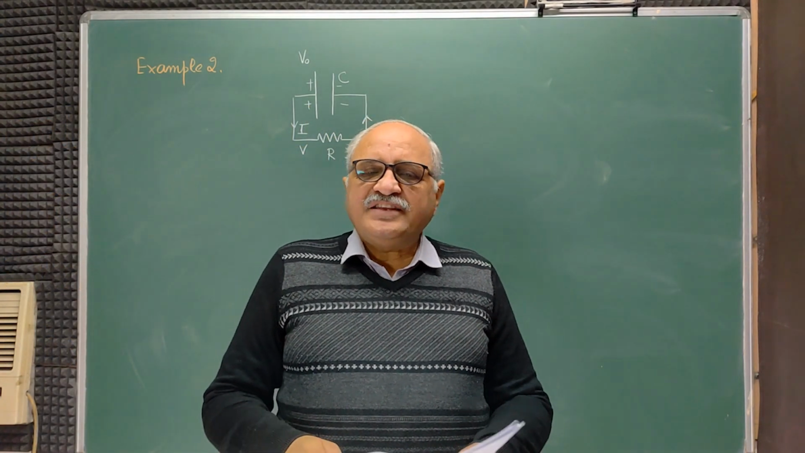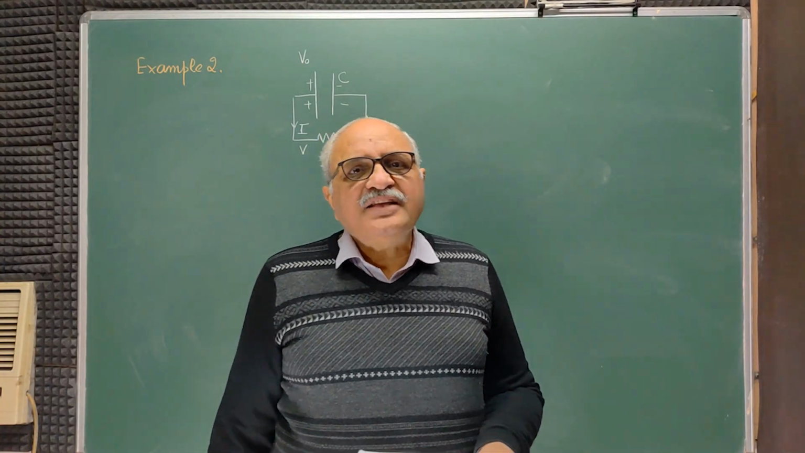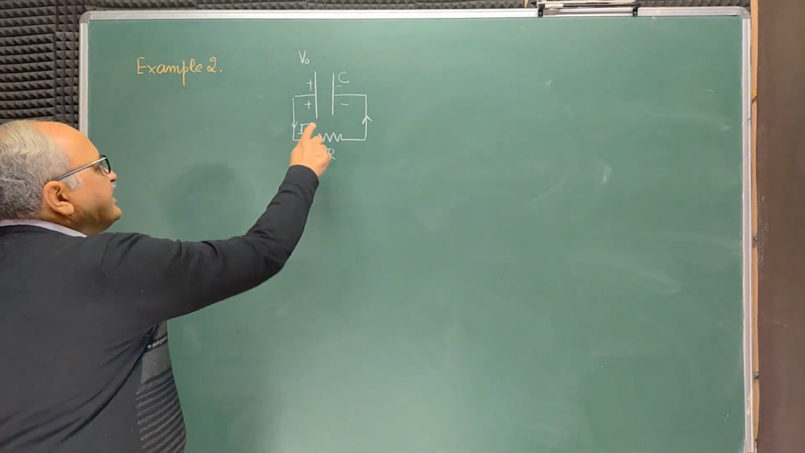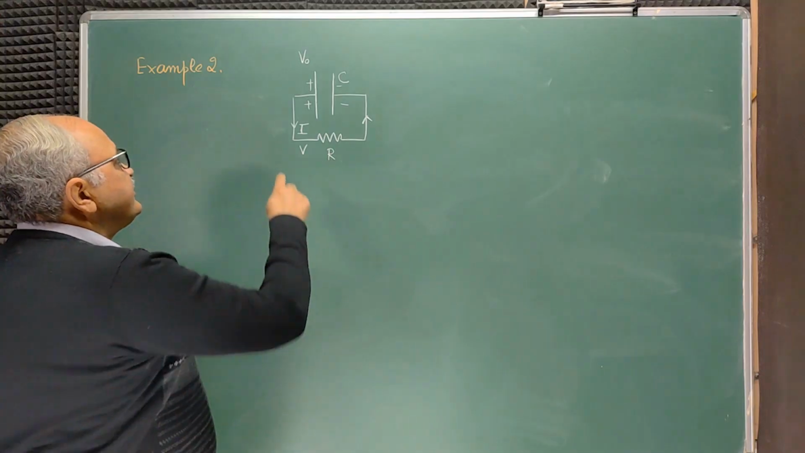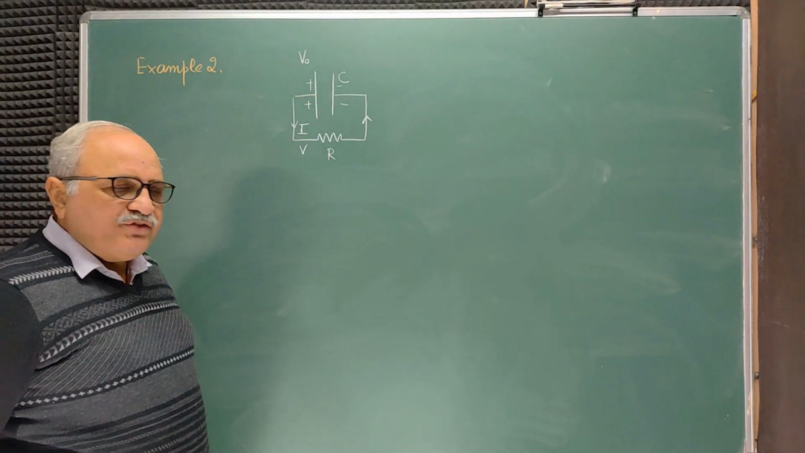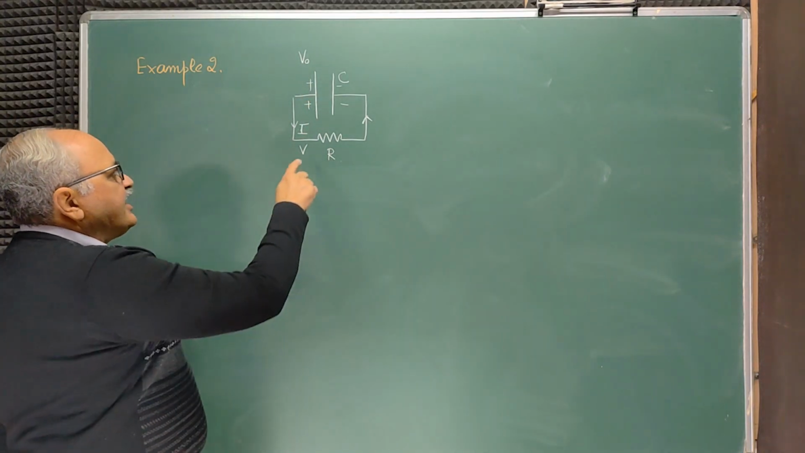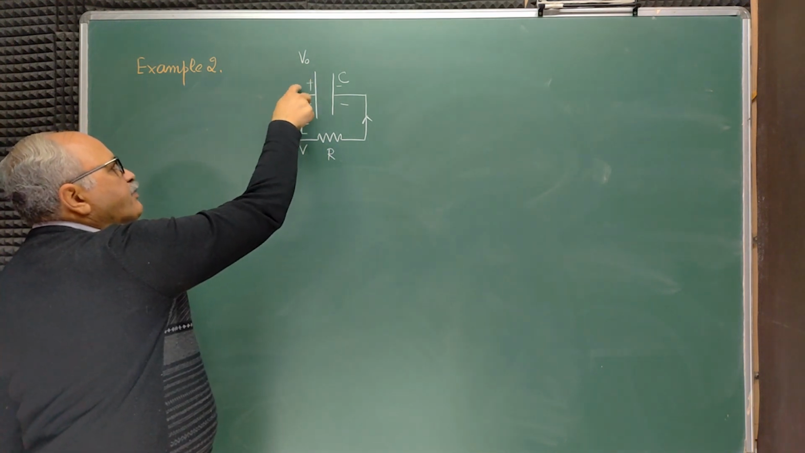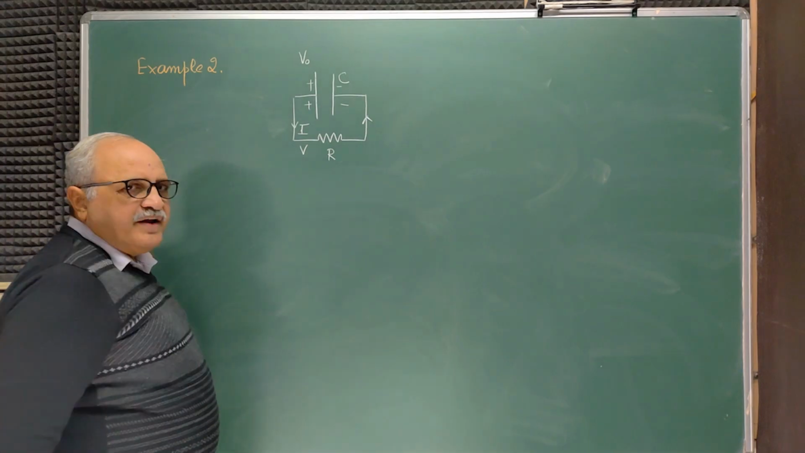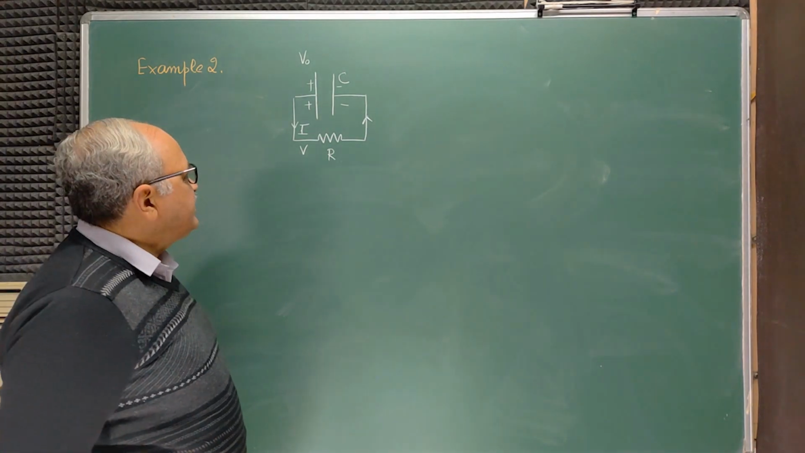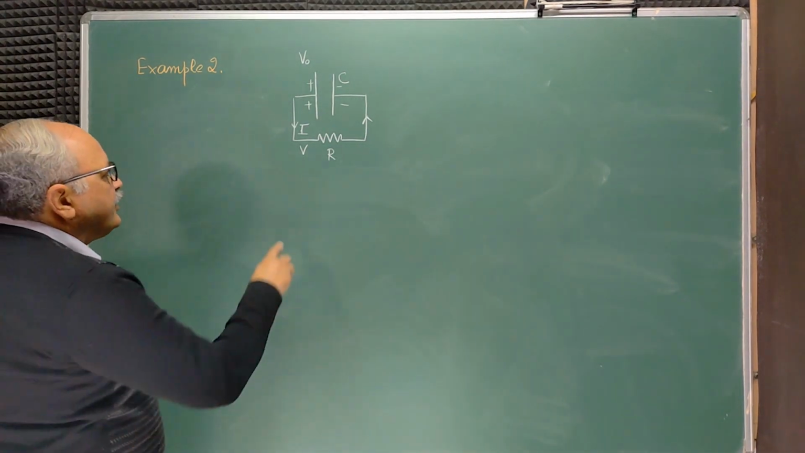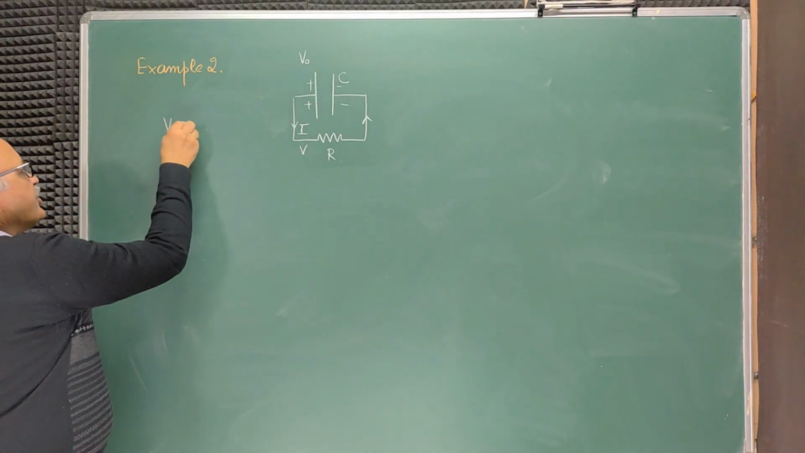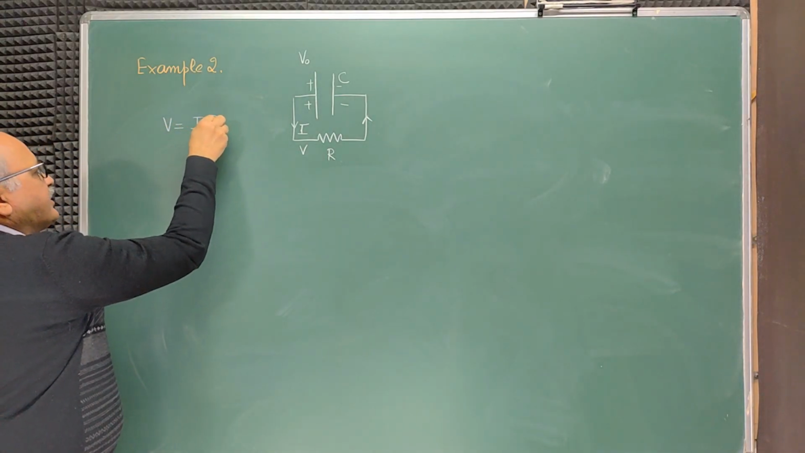So students, let's take the second example. In this example, it is given to us that there is a capacitor which is initially charged to a potential V0. Now it is connected to a resistor R. This will make the charge leak from the positive plate towards the negative plate, creating current through the resistor, that is I. So we can write the voltage across the resistor as I into R.